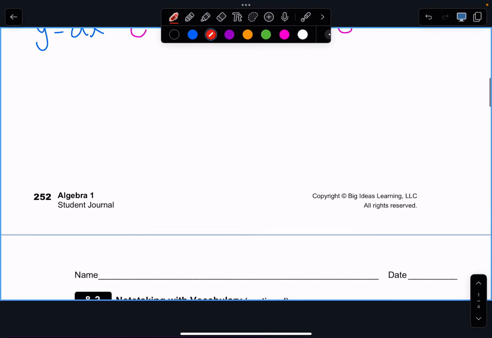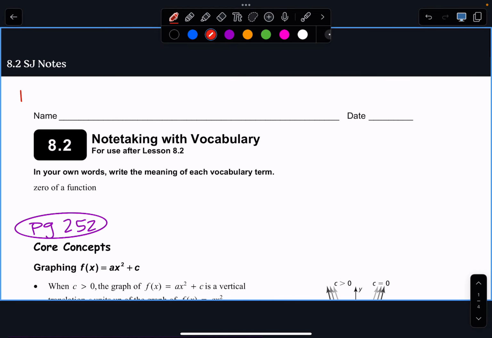I'm gonna lie to you. I want you to go back to page 252. Oh, it says it right there. Because I want to talk about what the zero of a function is.